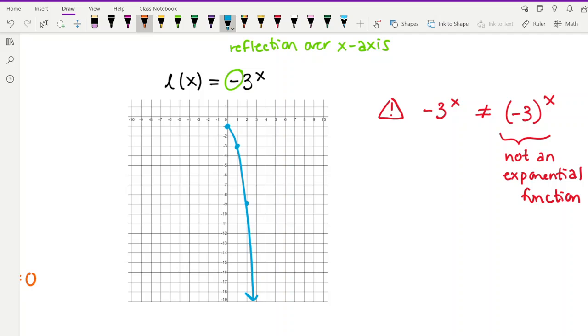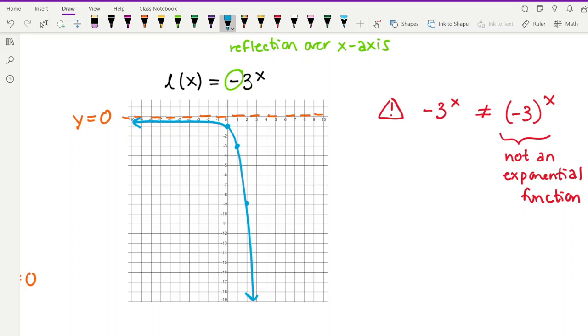And then we're still going to have the same horizontal asymptote, right? Because we didn't shift anything around. It's really only vertical shifts that are going to change the horizontal asymptote. So we still have a horizontal asymptote at y is equal to 0. The only difference is that now instead of the graph getting closer to the horizontal asymptote from above, now it's approaching it from below.